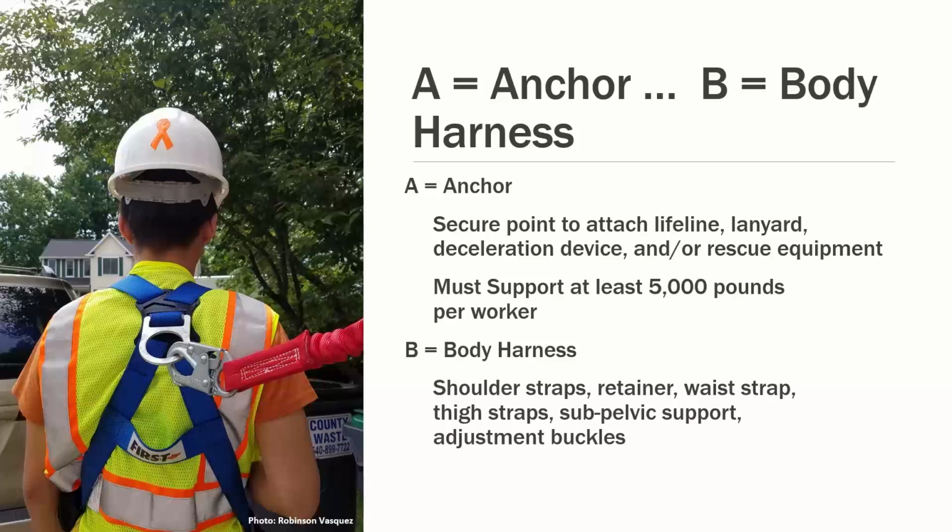The body harness has these sections: shoulder straps, retainer, waist strap, leg straps, pelvic support, adjustment buckles. And it's important to make the difference with body belts. Body belts are not allowed to be used as a personal fall arrest system. Body belts are used for the restraint system. We can use body belts in the restraint system, but sometimes the D-ring is too low, so if there is any fall, it is going to affect your body and it's not going to work properly.